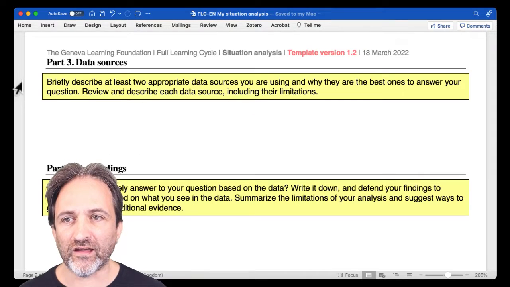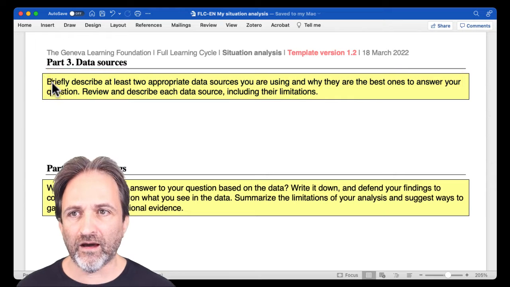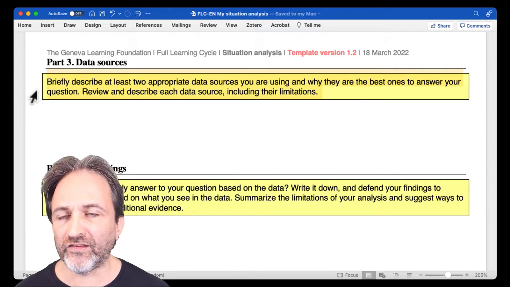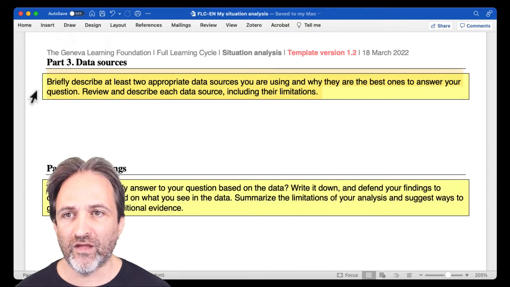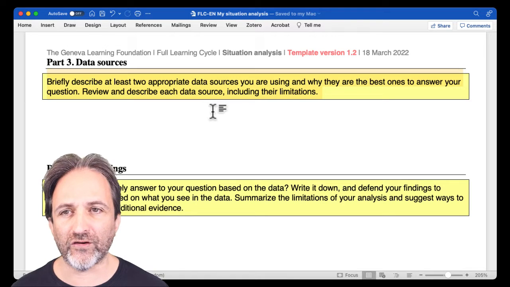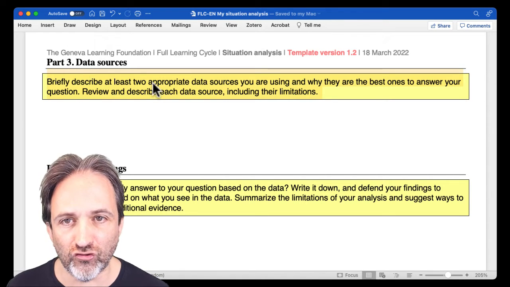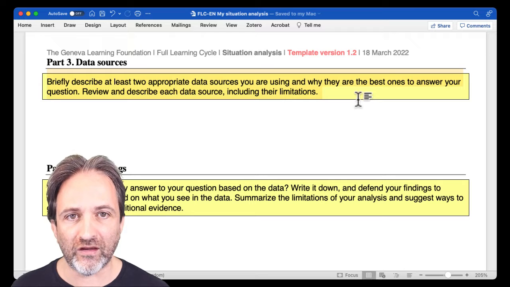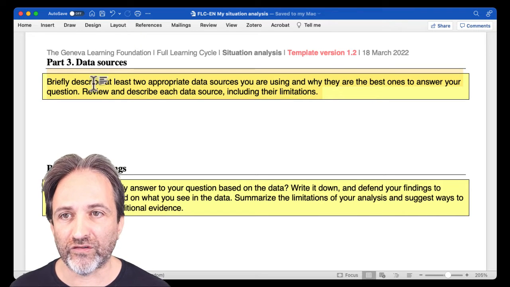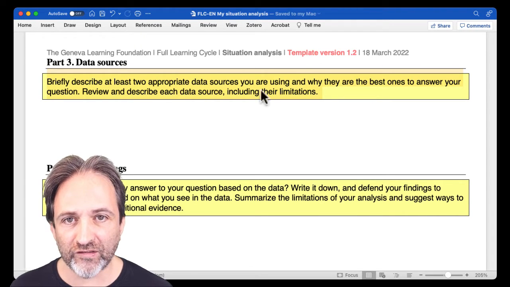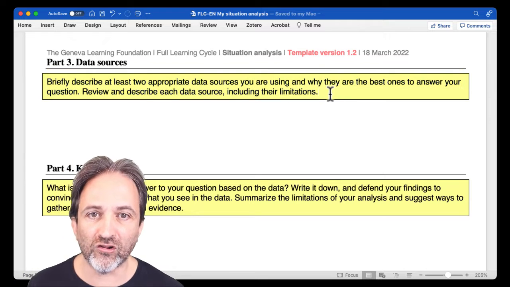And here, again, if you're short on time, refer to the guidance that is in the Word template itself. So what does it say? Let's look at that together. Briefly describe at least 2 appropriate data sources you are using and why they are the best ones to answer your question. Review and describe each data source, including their limitations.